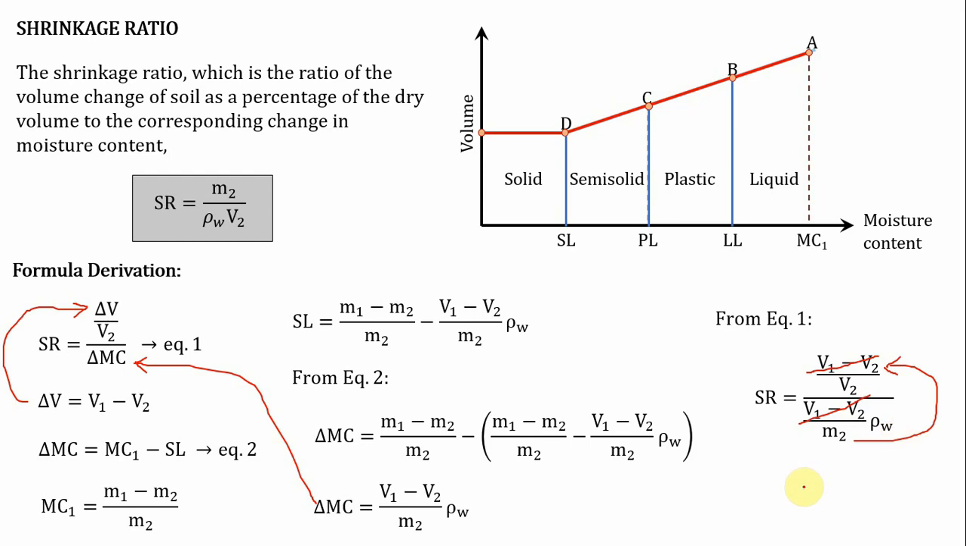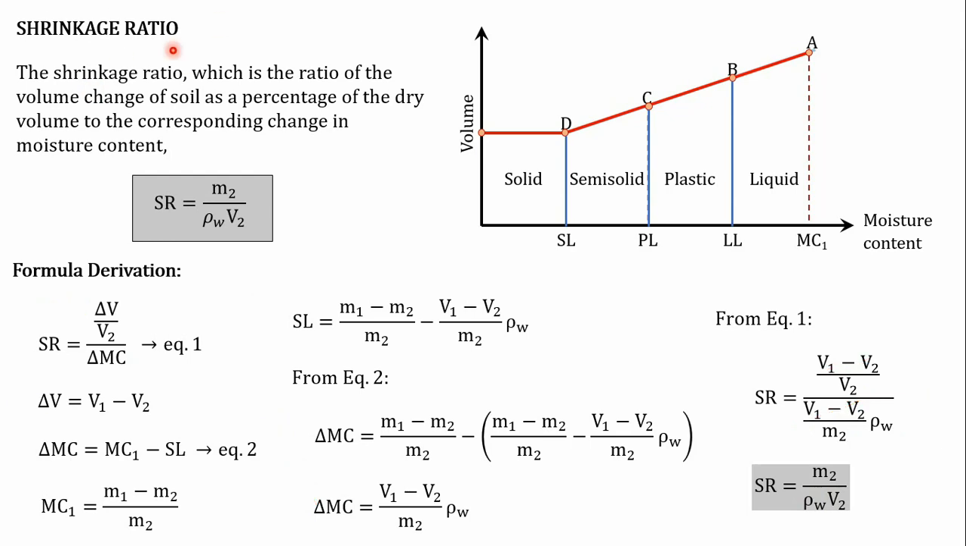Okay? So therefore, the final formula will be SR is equal to M2 divided by the density of water times the volume 2. Okay? Or it can be the mass of dry soil divided by the density of water times the volume of dry soil. Okay? Gets nyo ka, class? So yun yung derivation ng shrinkage ratio.